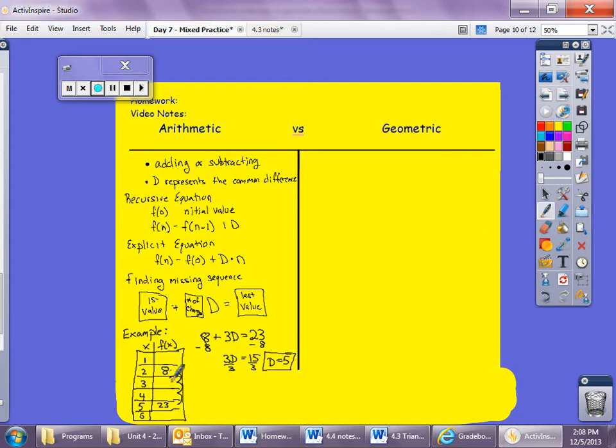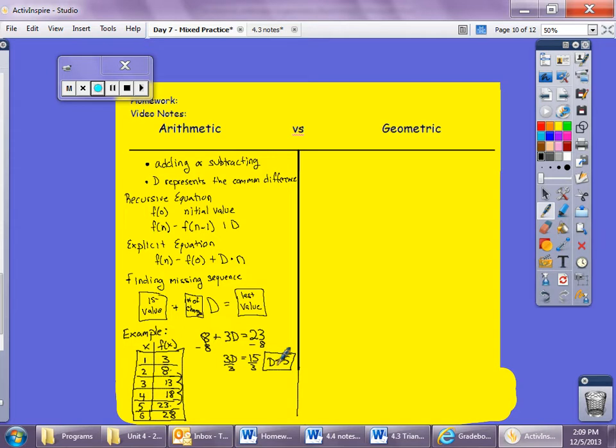So 8 plus 5 gives us 13. 13 plus 5 gives us 18. 18 plus 5 is 23. 23 plus 5 is 28. And then f of 1, we're going backwards, so instead of adding 5, we're subtracting 5. So 8 minus 5 is 3. That's how we can figure out what our common difference is.